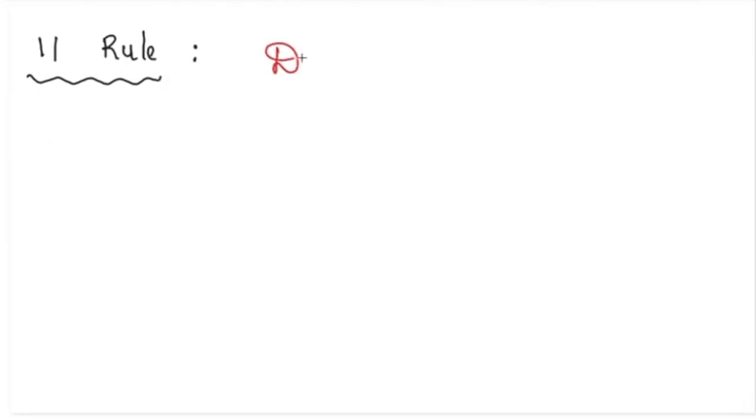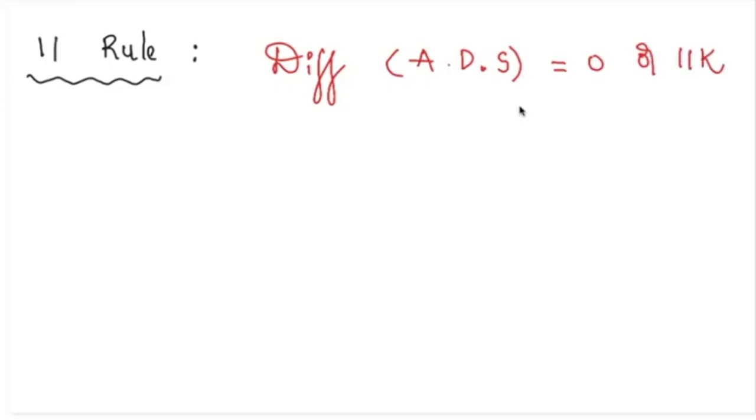So what is the 11 rule? The difference of alternative digit summation should be equal to 0 or any multiple of 11. Difference of alternative digit summation should be equal to 0 or any multiple of 11. This is the rule. I will explain what it means with examples, so that you will get clarity.